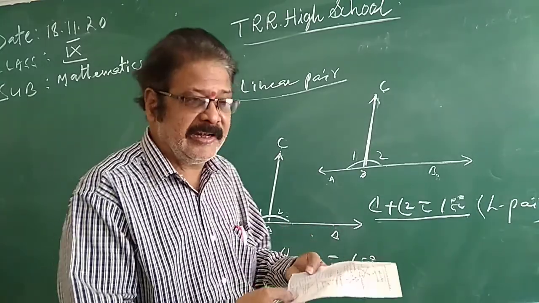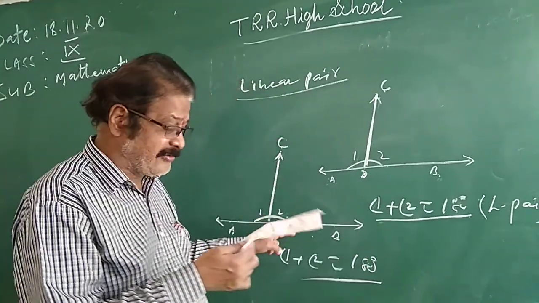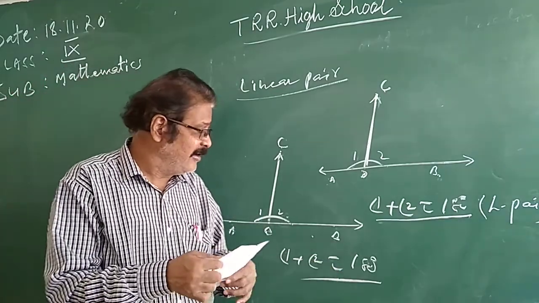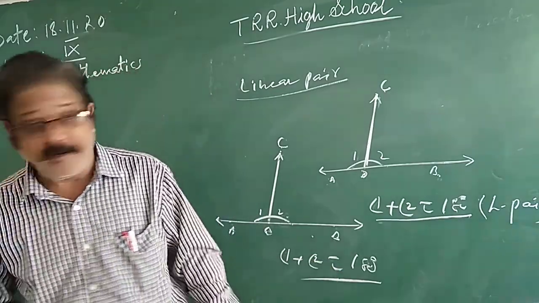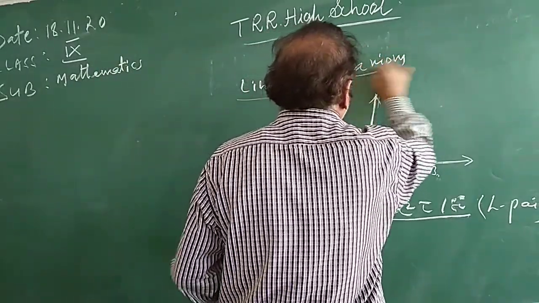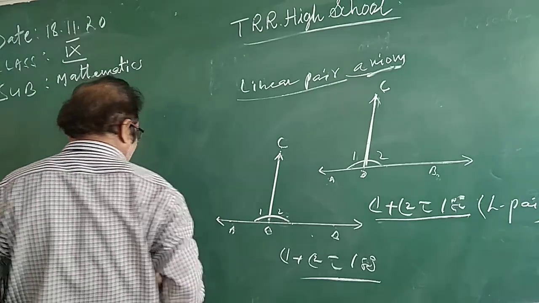So this is a linear angle. If a ray is standing on the straight line, then the sum of the two adjacent angles is 180 degrees. It is called linear pair. Linear pair of angles, also you can say this. Next, angles at a point.